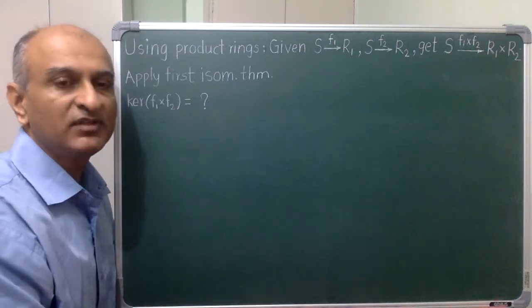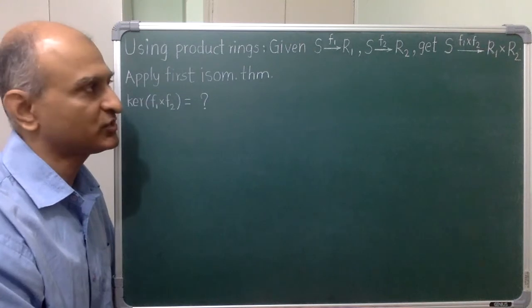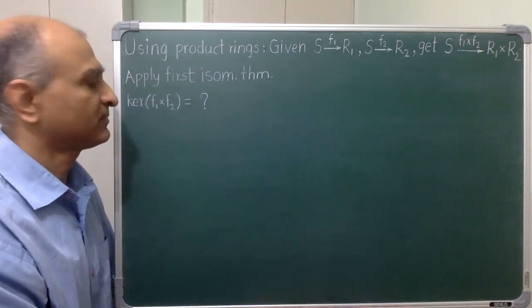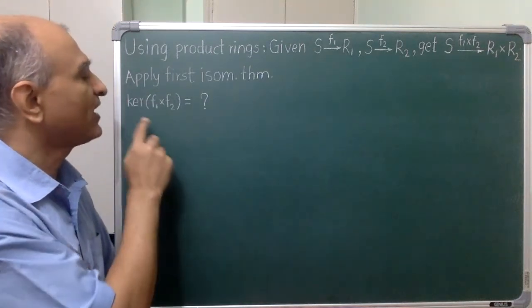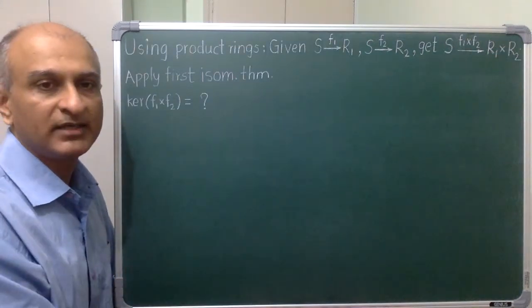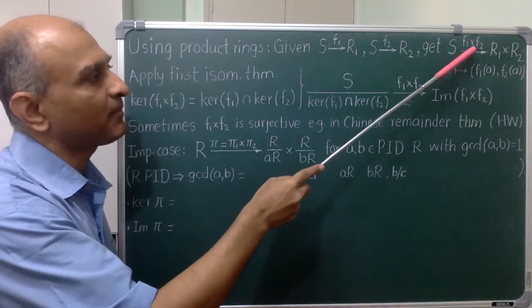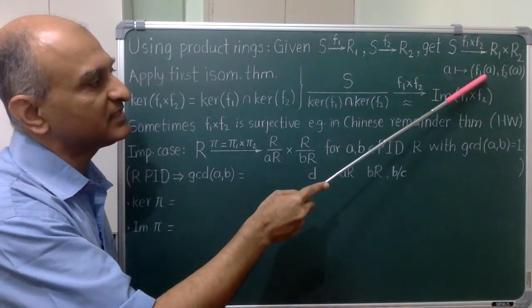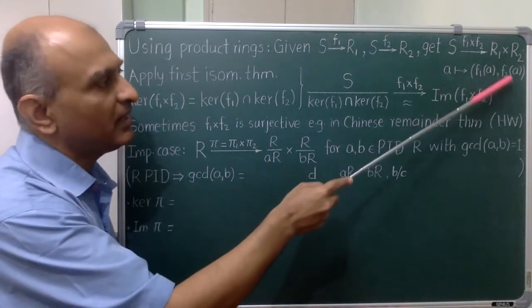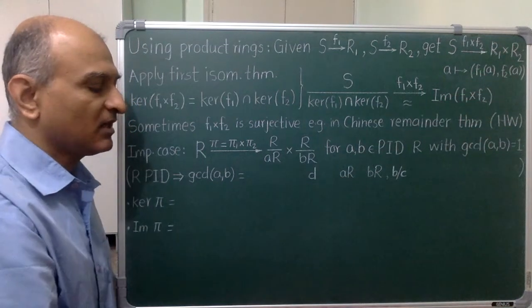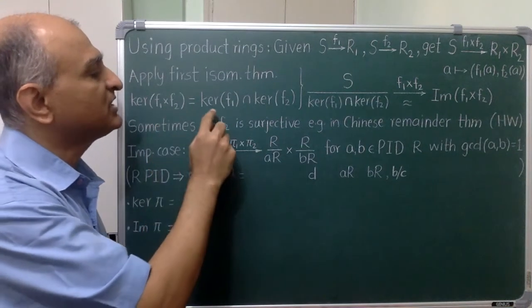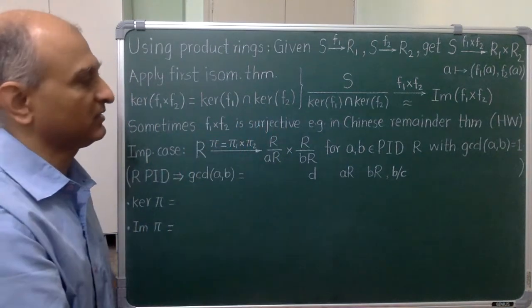Now, see what the first isomorphism theorem has to say about this homomorphism. For that, you will first have to find its kernel. So do that now. A is killed by the product map precisely when it is killed by both F1 and F2. So, the kernel of the product is just the intersection of the individual kernels.